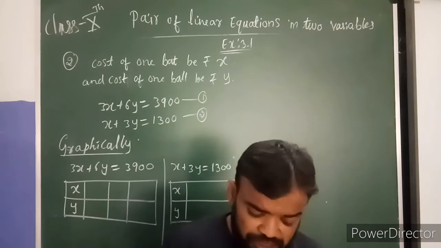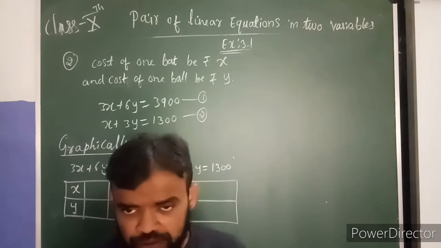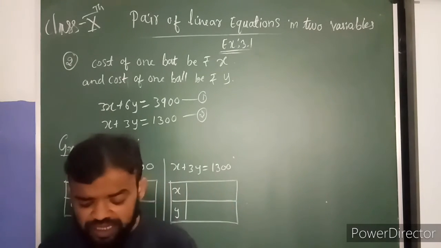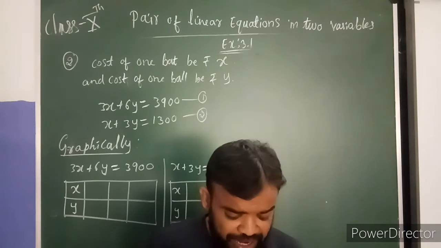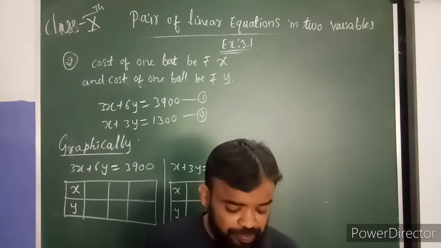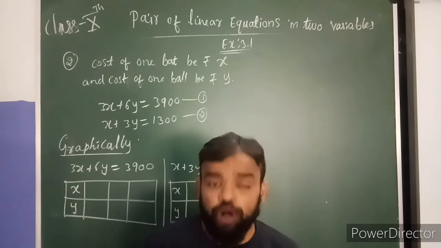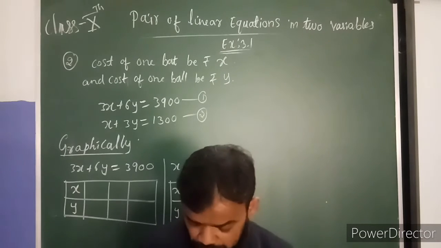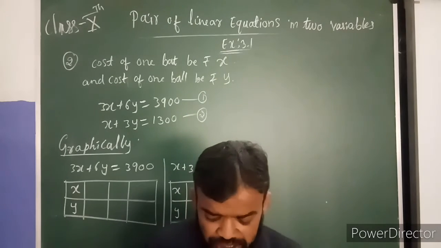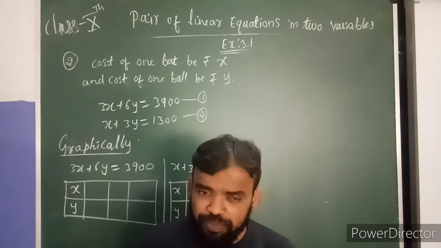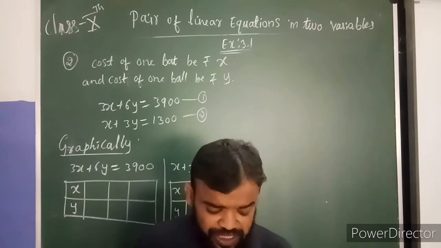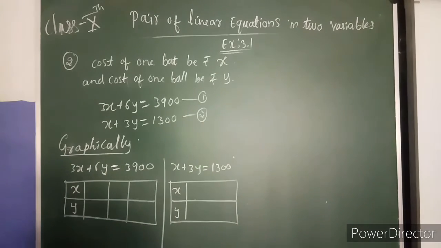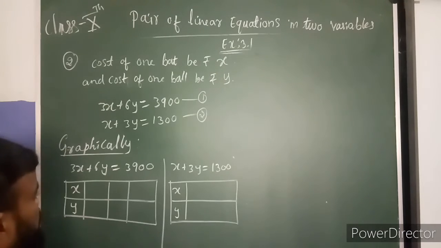Later she buys another bat, only 1 bat, and 3 more balls. One bat and 3 balls cost rupees 1,300. Represent this situation algebraically and geometrically. Okay, first one.